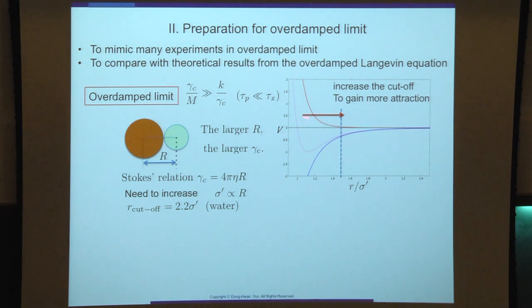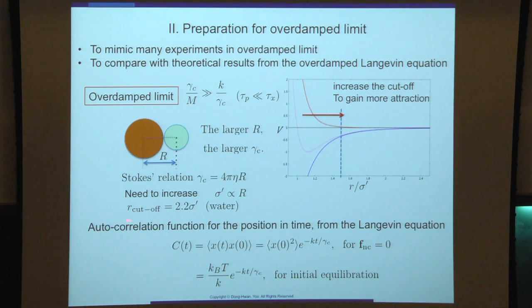Also, this Lennard-Jones potential is long ranged, so in simulation we need some kind of cutoff. When we move this cutoff a little bit, the interaction gains some more attraction, so we expect the friction coefficient to increase. Actually, we use this cutoff distance as 2.2 times sigma prime, and this is a well-known optimal value for water.